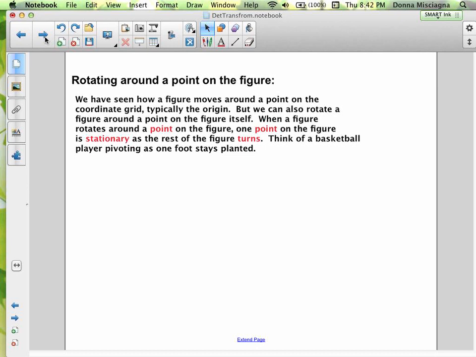All right, so we see a figure can move around a point on the coordinate grid, typically the origin, but we can also rotate around a point on the figure itself. When a figure rotates around a point on the figure, one point on the figure is stationary as the rest of the figure turns. So you can think of a basketball player pivoting as one foot stays planted. Right? So the figure's turning, but one point stays put.